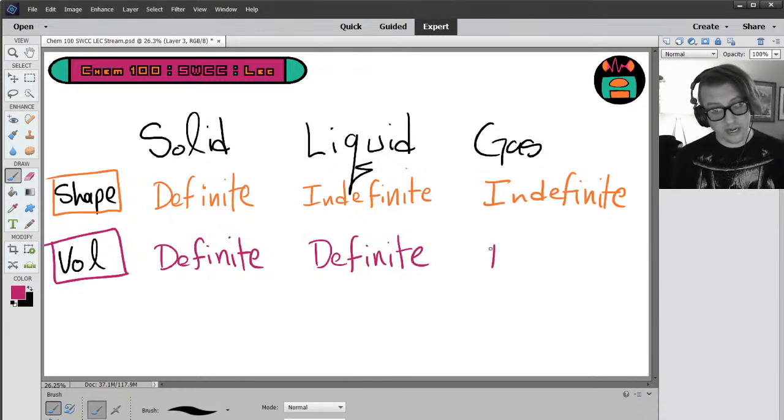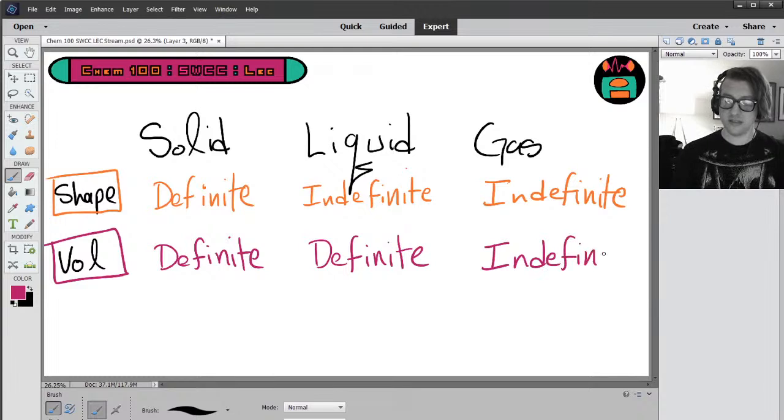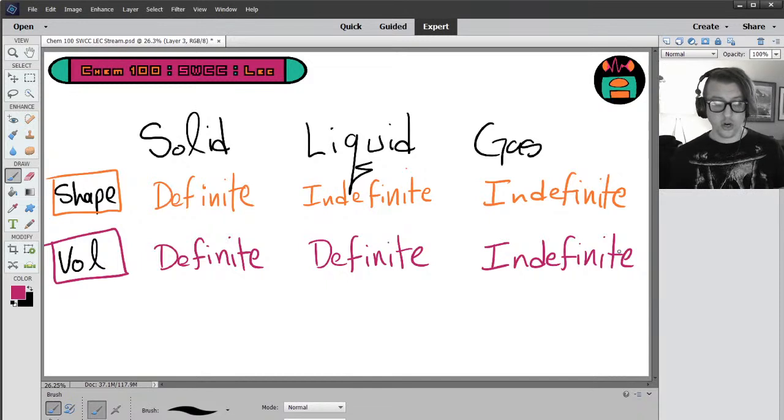Now, gases are weird because in addition to having an indefinite shape, gases also have an indefinite volume. A gas will actually stretch or compress to fit whatever volume you're storing it in. So gases, indefinite volume, indefinite shape, they're the loosest, right? Solids, definite shape, definite volume. They're like the most rigid of all phases of matter.